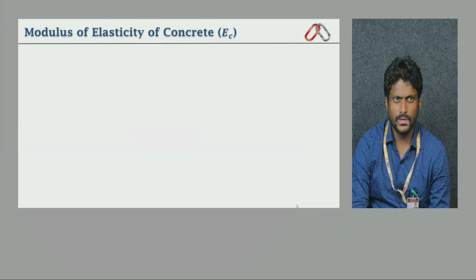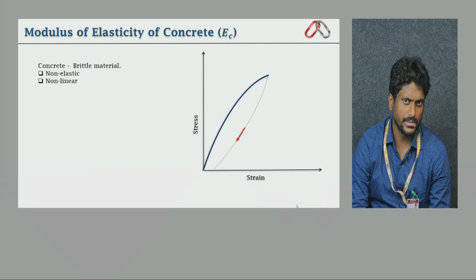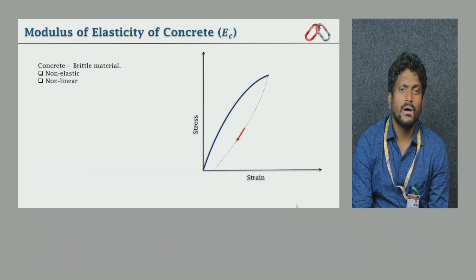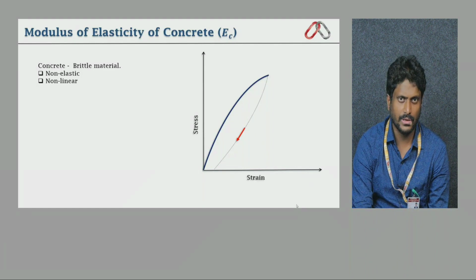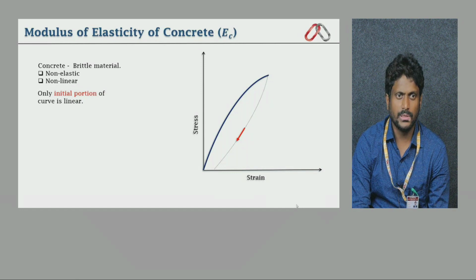Then if you look at the modulus of elasticity of concrete, Ec, concrete is basically a brittle material, and if you see the stress and strain diagram of concrete, it's non-elastic, non-linear also. Of course, if you look at the idealization of the concrete curve, it should be straight actually, but only the initial portion of the curve is linear, frankly speaking.